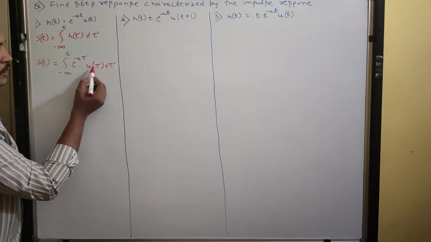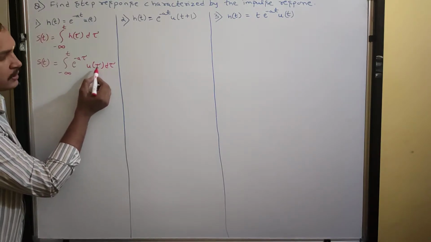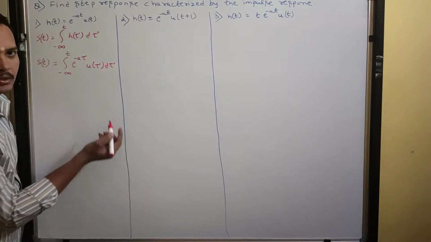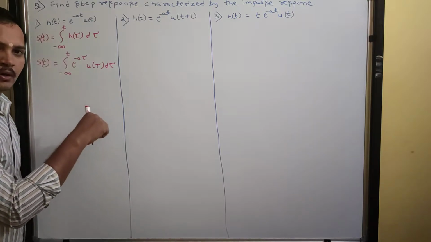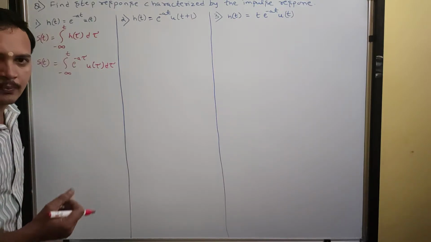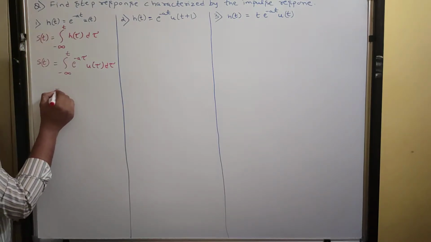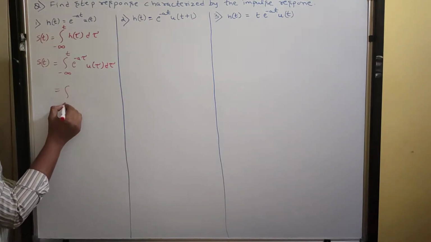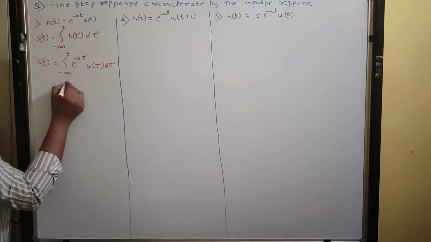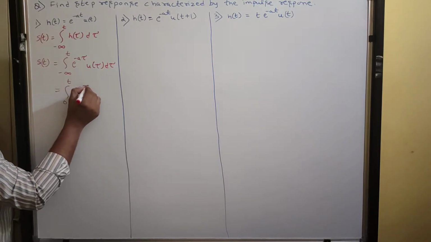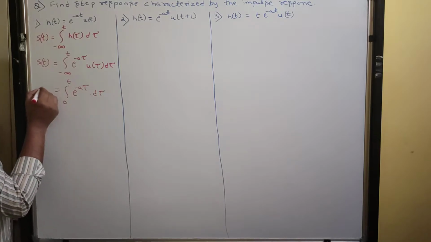Now u of tau inside this bracket should become u of 0. For that, what value should I put for tau? I should put tau equal to 0. So that will become the lower limit. Therefore the integral is from 0 to t of e power minus a tau d tau.